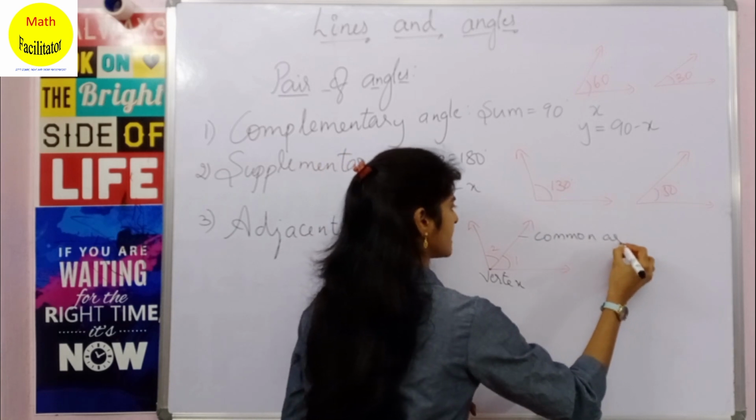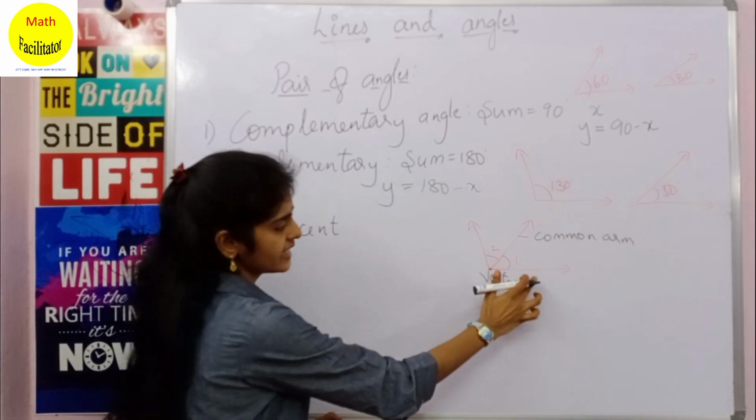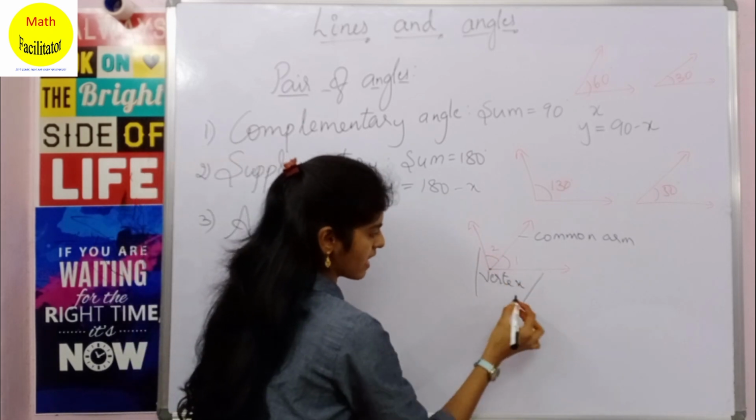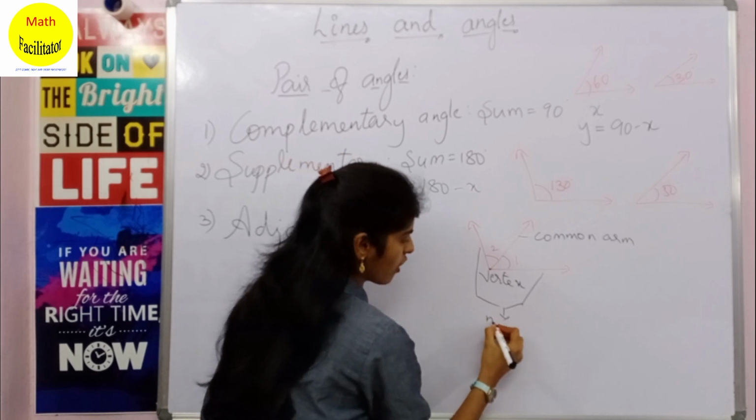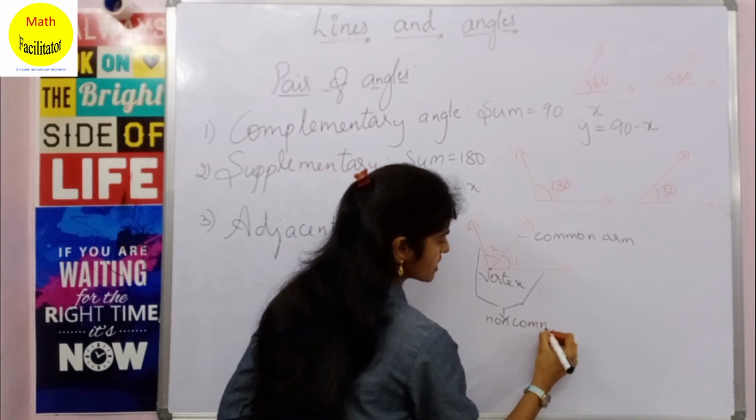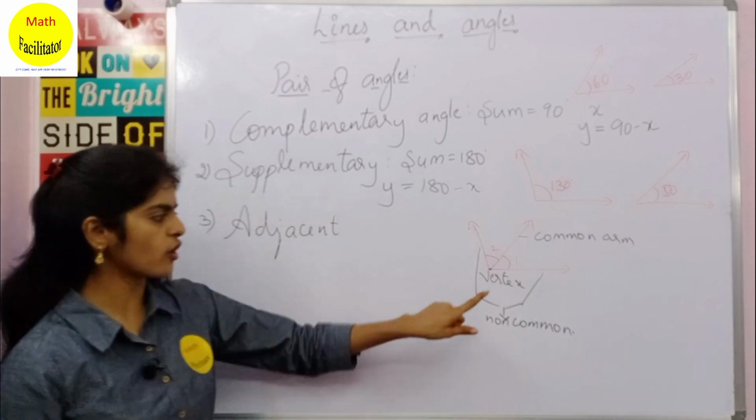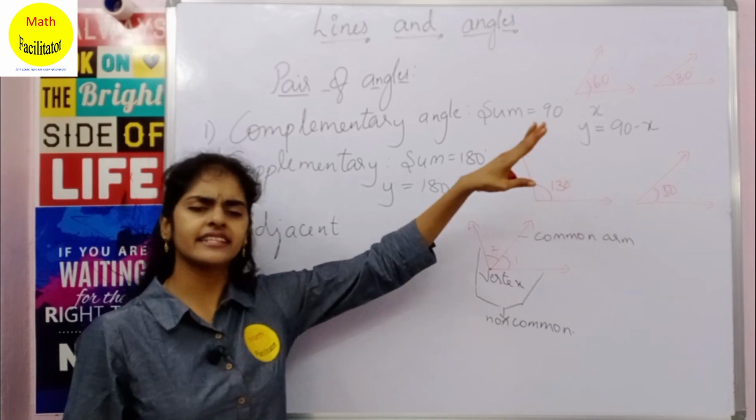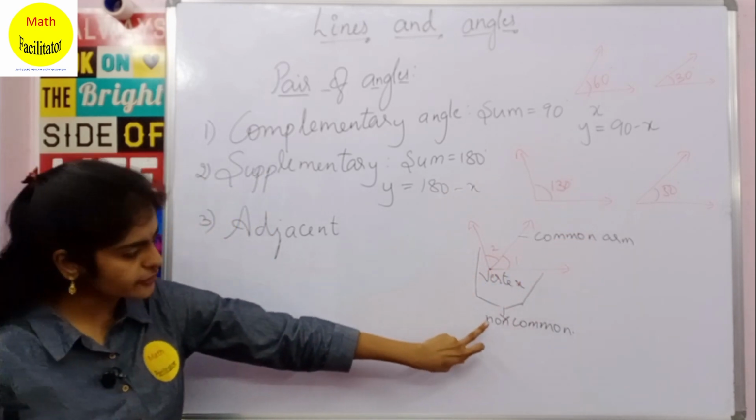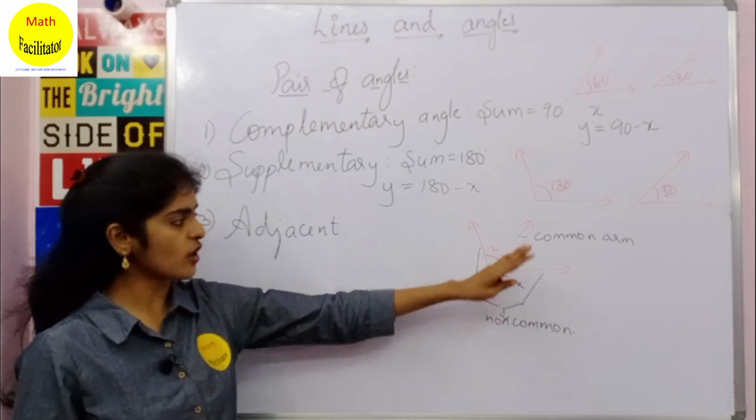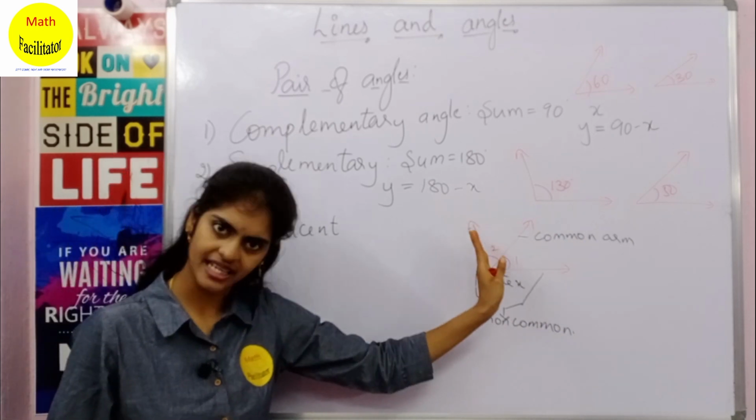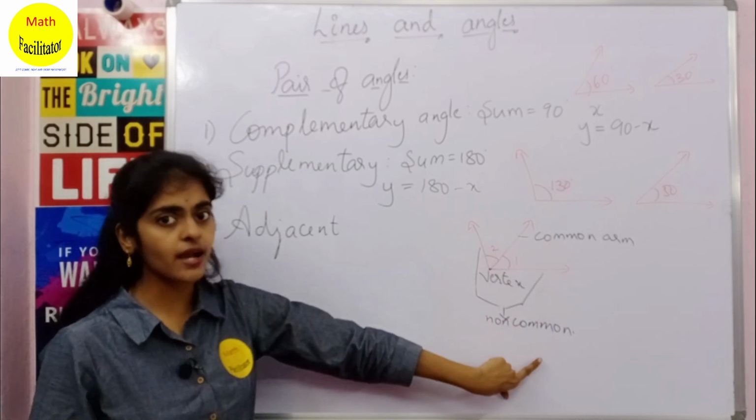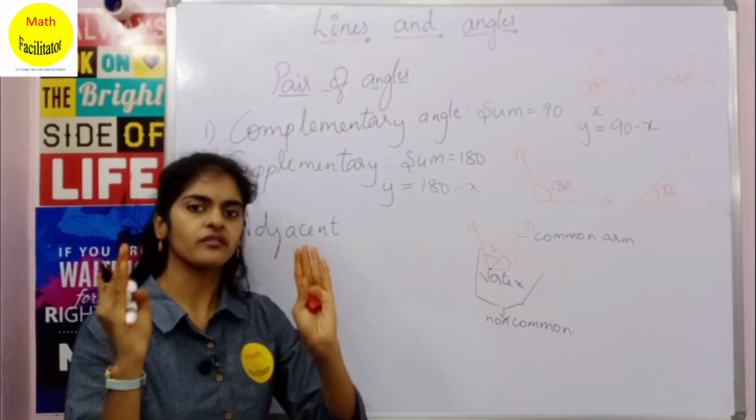Clear? And what about the other two arms? Here you can see these two arms are called non-common arms. So this arm and this arm, these two are called non-common arms. Clear? So in adjacent angles you have a common vertex for both the angles and a common arm. And the next important point is that you have two non-common arms on either side of the common arm. So you have a common vertex, a common arm, and non-common arms on either side of the common arm.